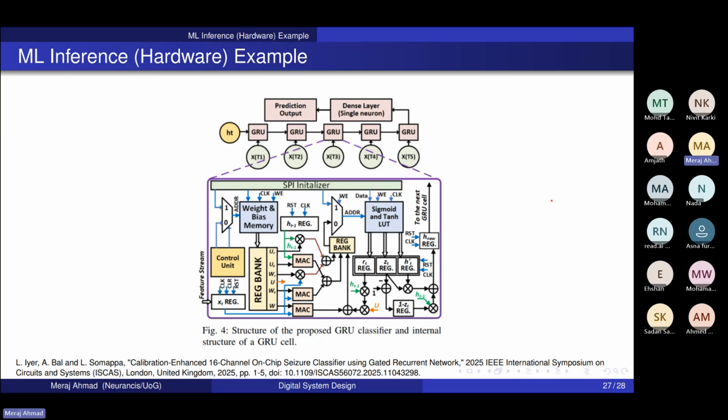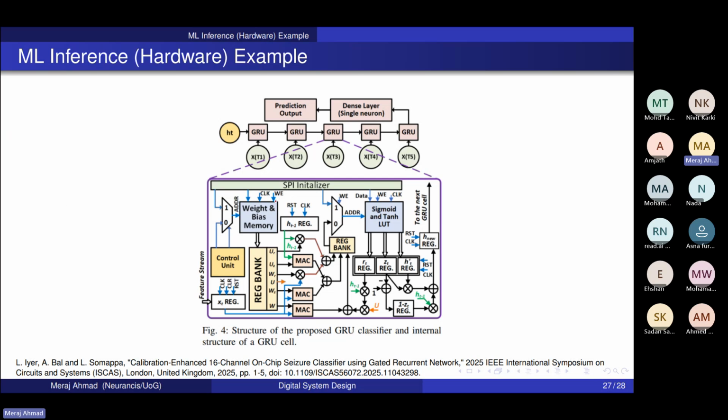Once you're in your hardware, how will you upload this constant? Similarly, in ML inference, you have weights with numbers like A1, A2, A3. You need to load these. So this SPI initializer decides at what address you need to update these numbers.